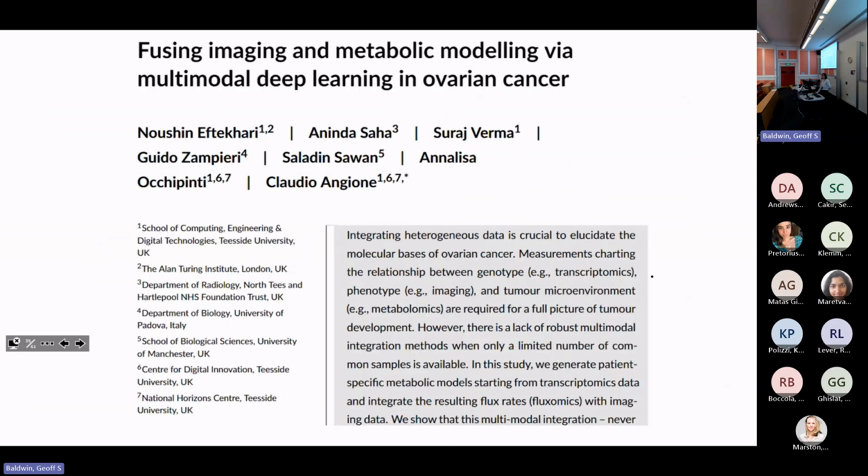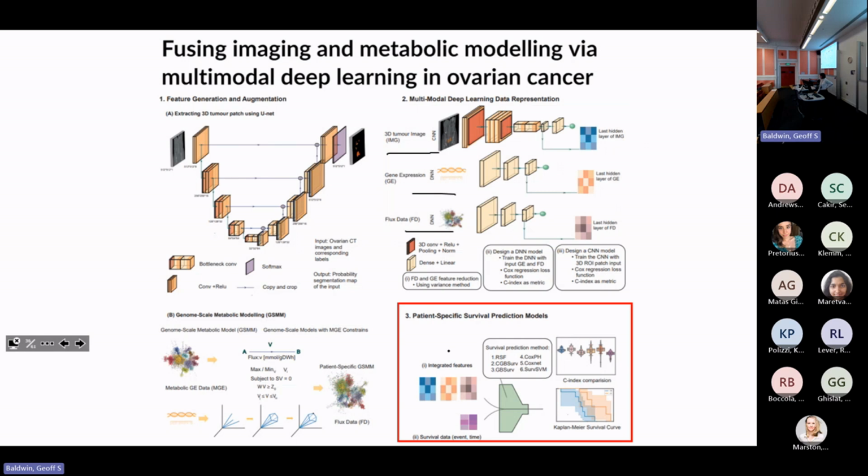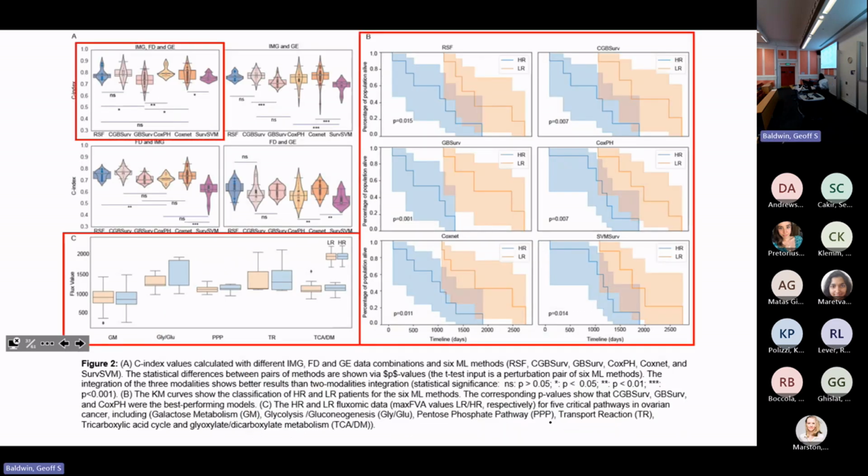And this is a paper that's currently being completed, and will probably be submitted soon. In this case, it was about ovarian cancer. We integrated images, gene expression, and fluxomic data, and we're using early integration for survival prediction. I don't want to spend too long on this, but it's just to show that when we integrate the three data types, we're getting the highest performance in terms of model accuracy.